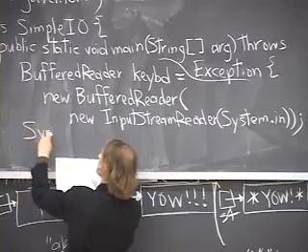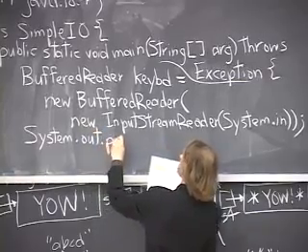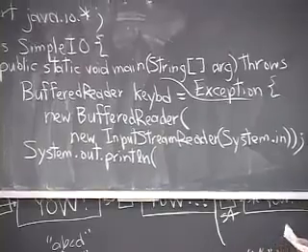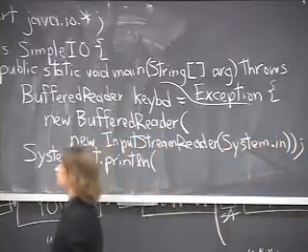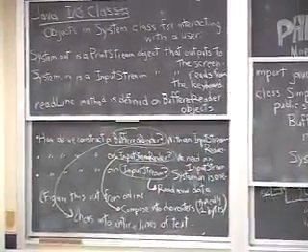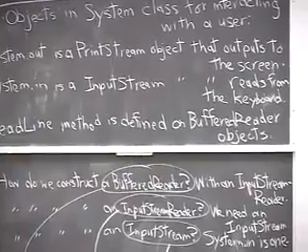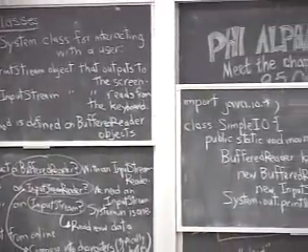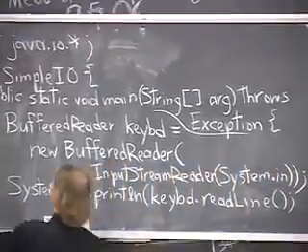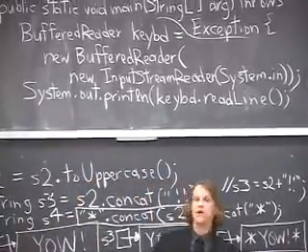And now, I'm going to use system.out to print one line of text. Where am I going to get that line of text from? I'm going to get it from the readLine method that I was talking about up here, which I will call on the object keyboard. And a couple of closing braces, and that's the whole program.